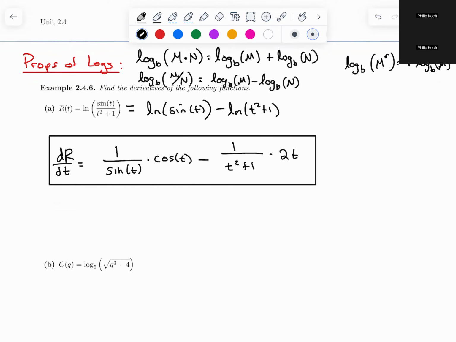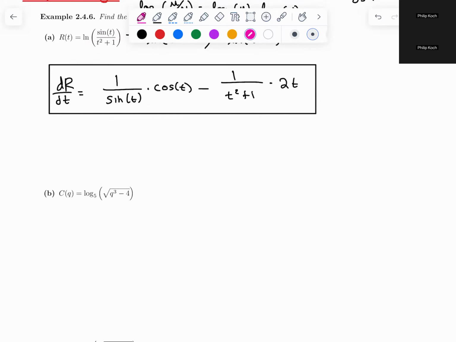I just want to keep saying q cubed. It's too fun to say. But first things first, I want to rewrite this as q cubed minus 4 to the 1/2.